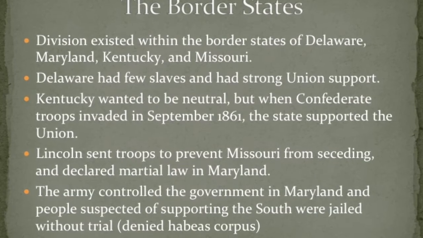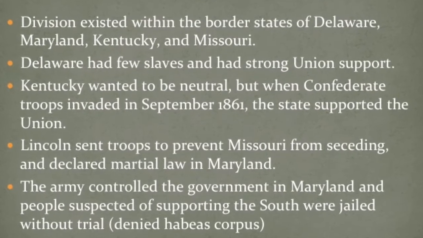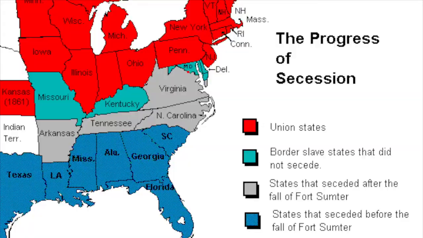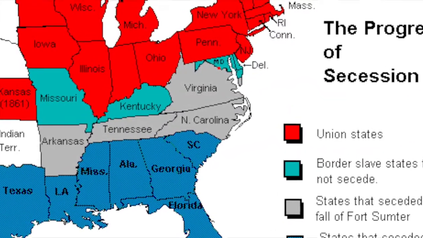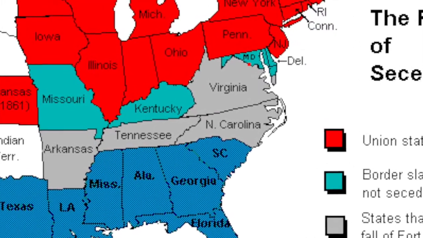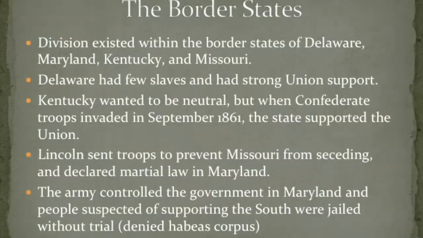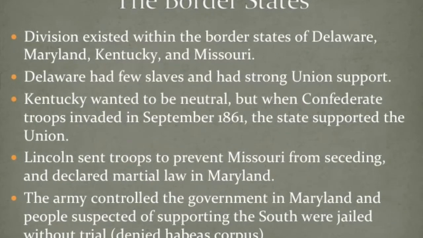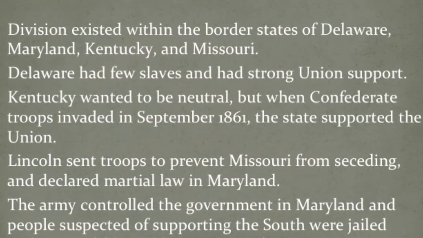The issue, though, is the border states. What to do about Delaware, Maryland, Kentucky, and Missouri. Delaware was pretty strong in Union support. They didn't have a whole lot of slaves, but Kentucky wanted to stay neutral. And it wasn't until the South invades Kentucky that they actually will side with the Union. But in Missouri and Maryland, Lincoln is actually going to send in troops to control the situation there, suspend the writ of habeas corpus, meaning you had to be told the charges against you there, and hold people without trial.